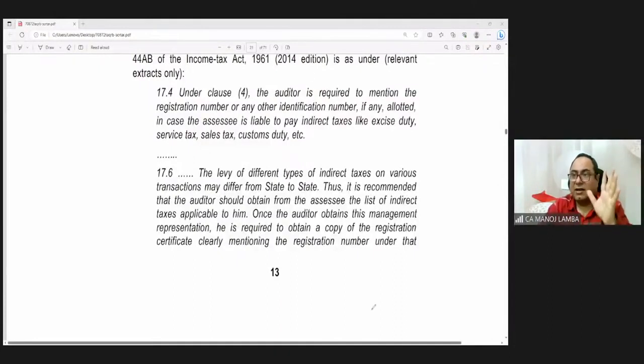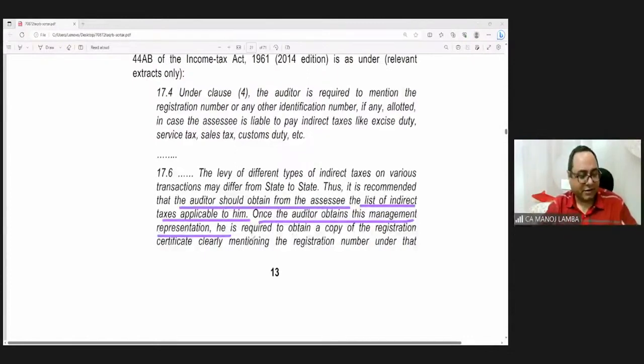If your assessee, your client, has business in more than one state, then taxation, particularly from the point of view of indirect taxes, differs from one state to another. In such a circumstance, the guidance note of the Institute recommends that the auditor should obtain from the assessee the list of indirect taxes applicable to him. Once the auditor obtains this management representation, he is required to obtain a copy of the registration certificate clearly mentioning the registration number.